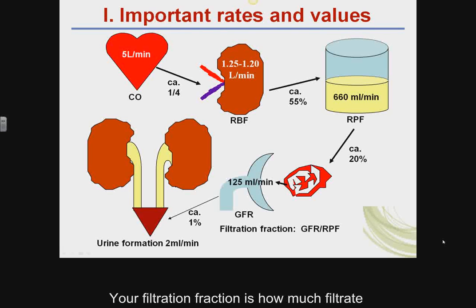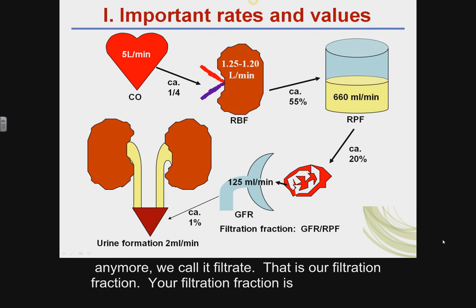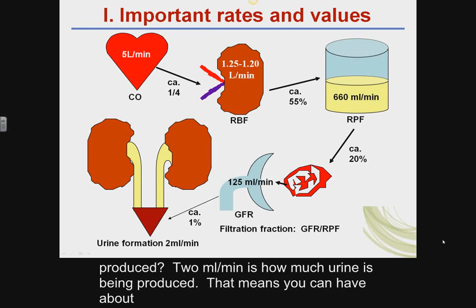Your filtration fraction is how much filtrate actually gets into Bowman's capsule compared to how much plasma flowed through the kidney. By the way, we can't call it plasma once it's filtered. We have to call it filtrate. So your filtration fraction is 125 milliliters per minute divided by 660 milliliters per minute, which is approximately 20%. That's your filtration fraction.